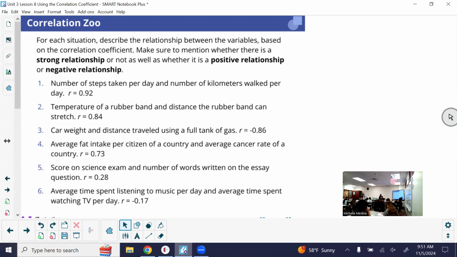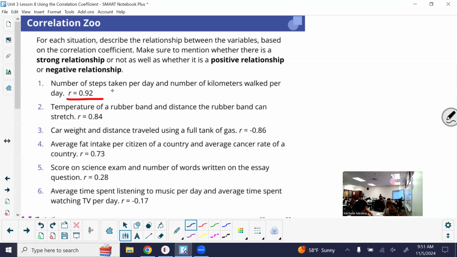Let's do the first one together. Again, this is on the back where it says correlation to. So we have the number of steps taken per day and number of kilometers walked per day. The R value is 0.92. So based on that R value and what you know about steps and distance walked, raise your hand if you think that would be a strong relationship. Raise your hand if you think it'd be a weak relationship.